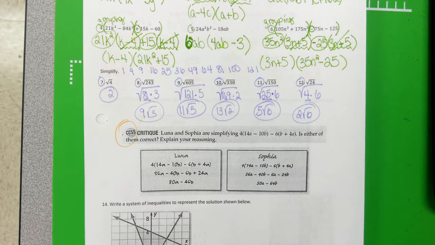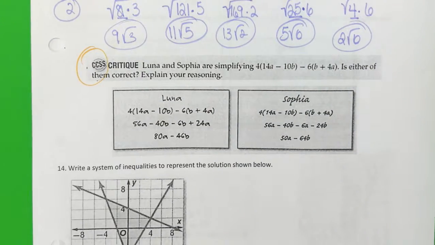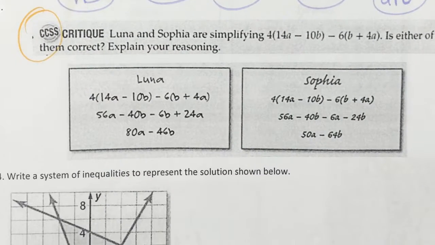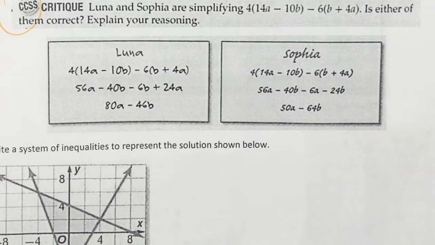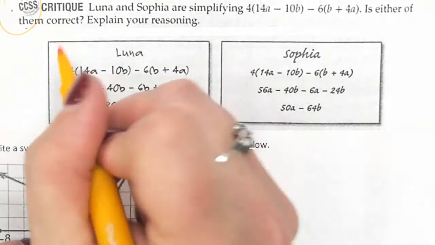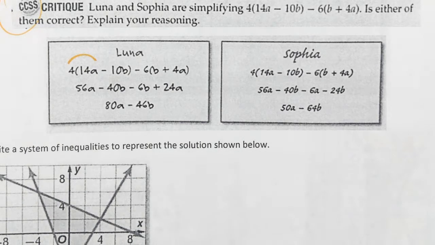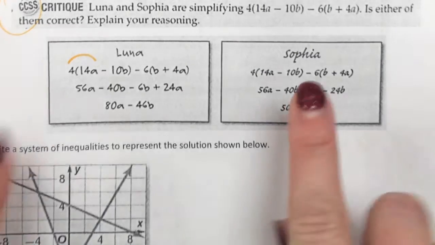Let's look at number 13. All right, what will we do first to figure out if Luna or Sophia is right? What will we do? Distribute. Okay. All right, Evan, so what's 4 times 14? 56. All right, did they both do that right so far?